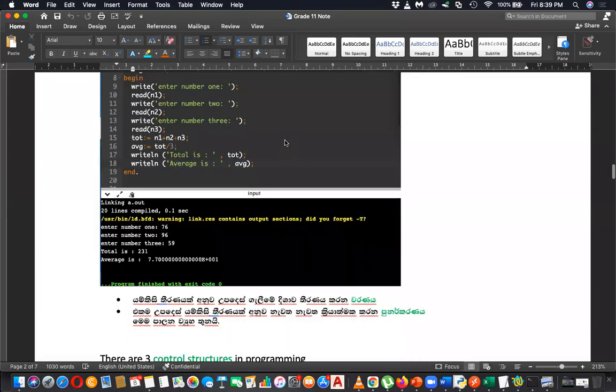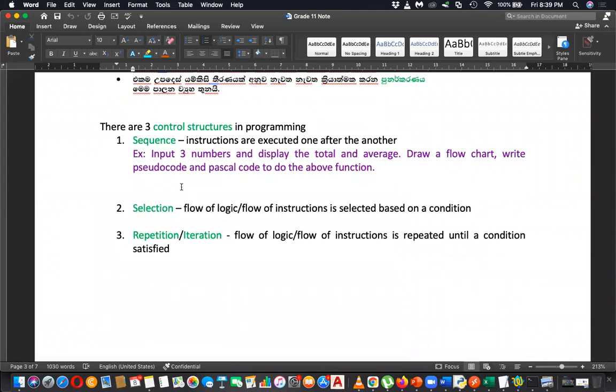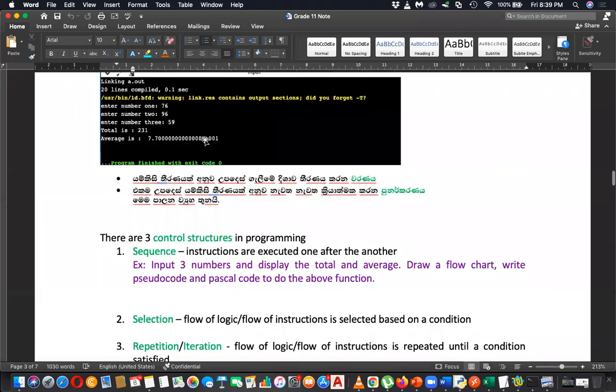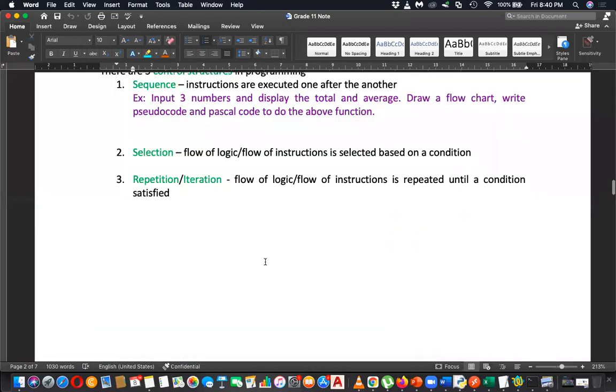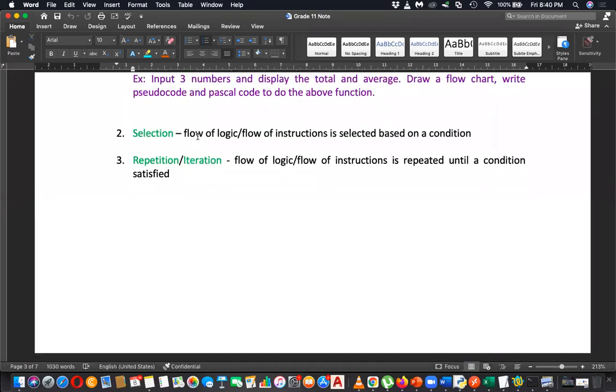So the second control structure is selection. The first control structure is sequence. Sequence means one after another here: start, input 3 numbers, find the total, print the total, and stop. One after another. The second one is selection. The flow of the instruction is selected based on a condition.